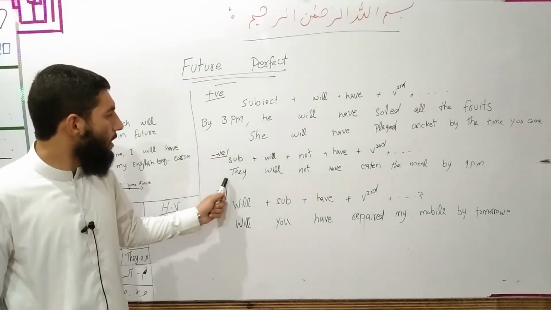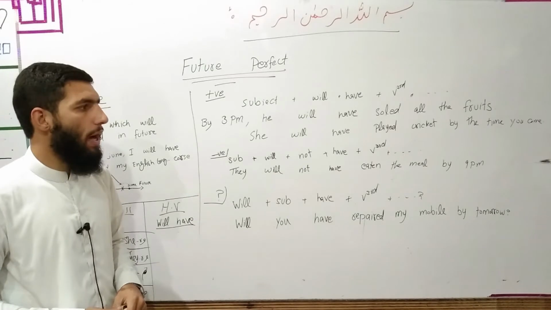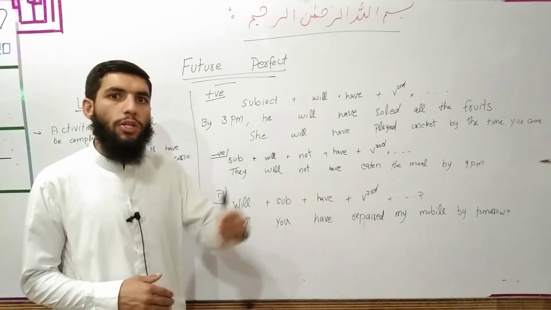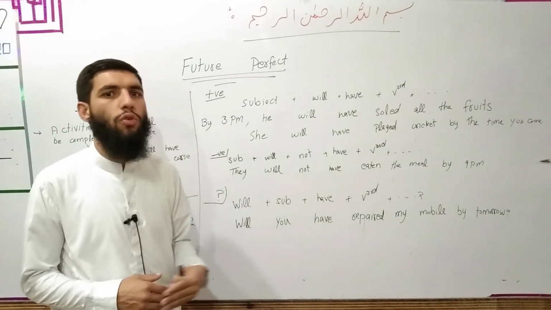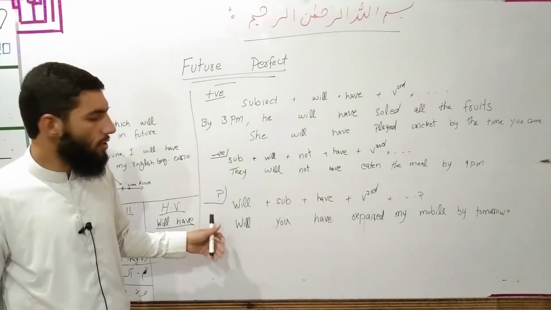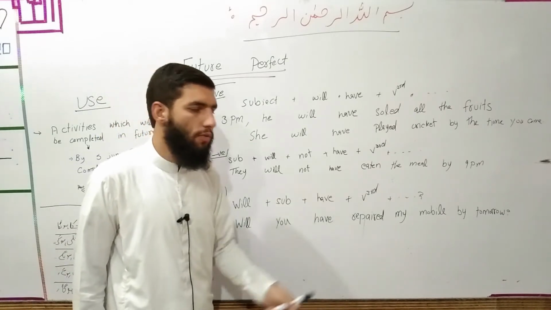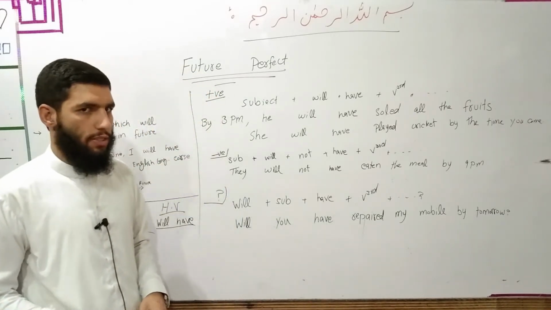For example, they will not have eaten the meal by 9 p.m. And the interrogative structure: will plus subject plus have plus third form and rest of the sentence.